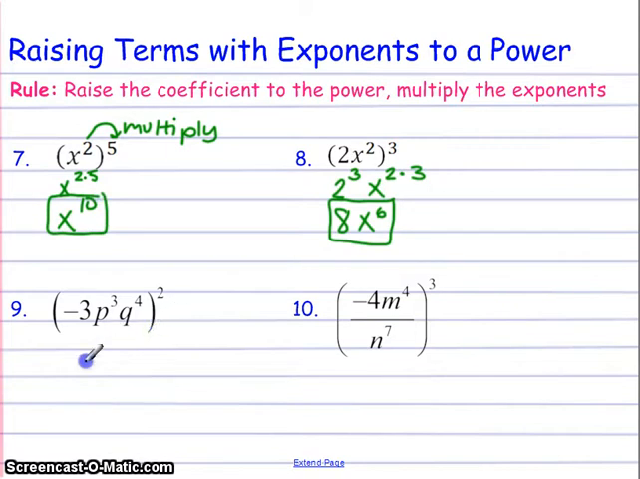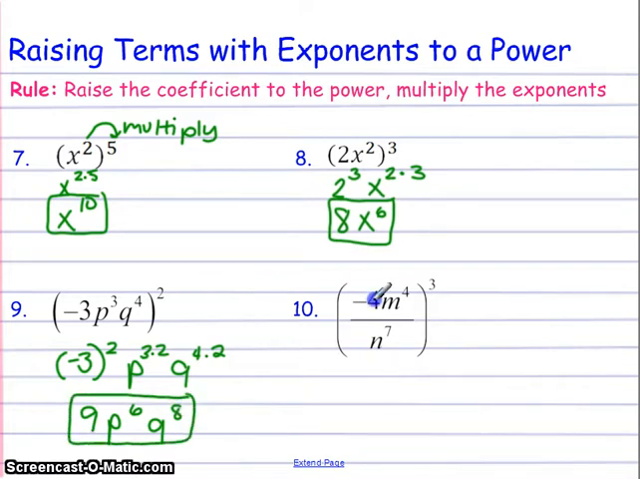In number 9, what we'll do is take negative 3 and raise it to the 2nd because we're raising the coefficients to the power. Then we'll do p to the 3 times 2 and q to the 4 times 2. So negative 3 squared gives you positive 9. P to the 3 times 2 is p to the 6th. Q to the 4 times 2 is q to the 8th.